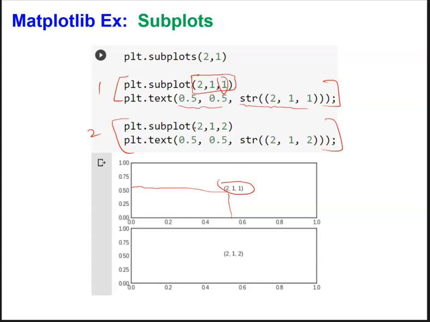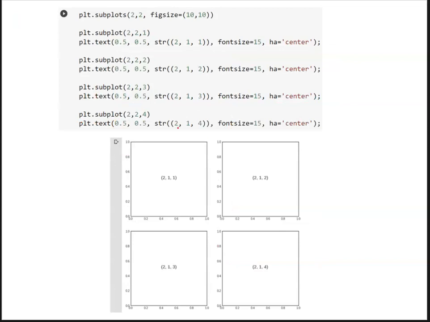Again, the 2-1 is going to stay the same, and now this is the second plot. Again, we are placing another string over here just to identify the graph. So this is how you can plot two subplots. Let's look at how we can plot more than two subplots.